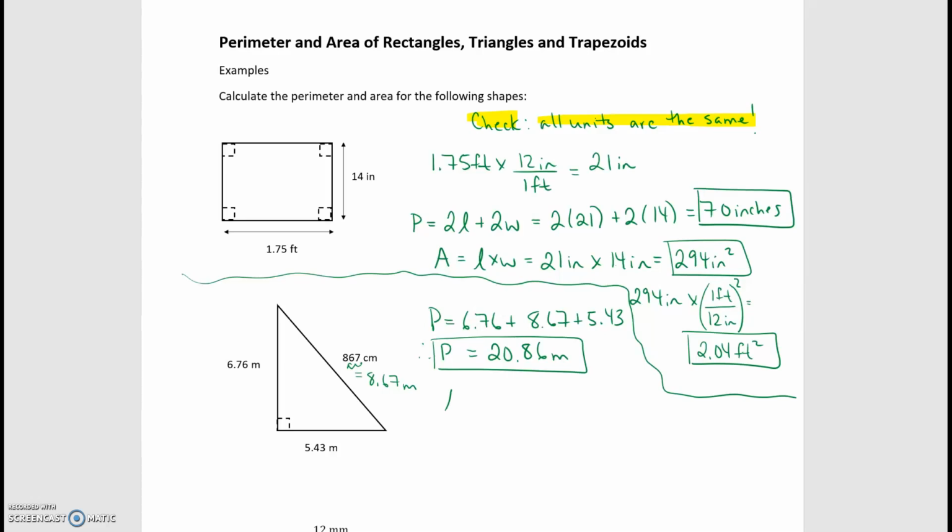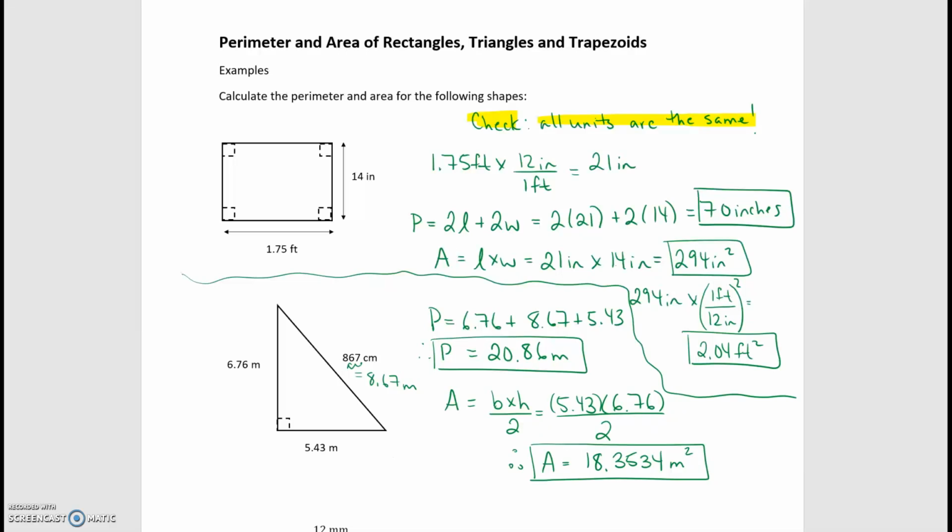Okay, looking at the formula for area of a triangle, that's base times height divided by 2. So we're going to take the base, which is 5.43, times 6.76 of a height divided by 2, and therefore our area is equal to 18.3534, and units are important for area. They're always in squared units.